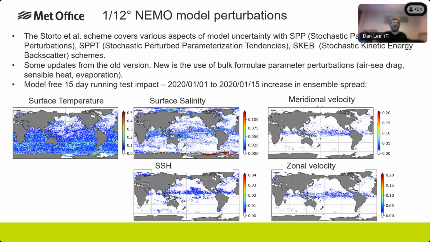Let me talk about the model perturbation scheme a little more. This uses the Storto et al. scheme, and it covers a lot of aspects of the model uncertainty, with many parameters to tune. It has stochastic parameter perturbations to deal with parameter uncertainty, stochastic perturbed parameterization tendencies to deal with tendency issues in the model, and a stochastic energy backscatter scheme to represent the missing subgrid scale variability.